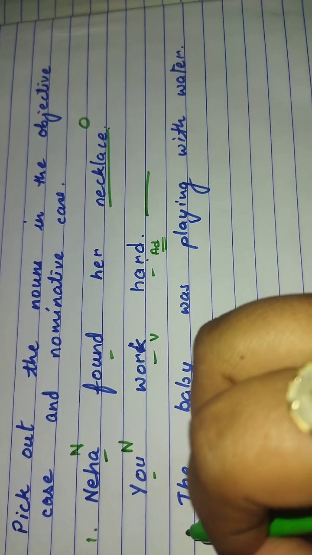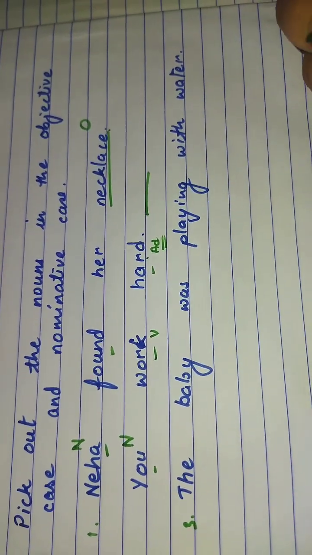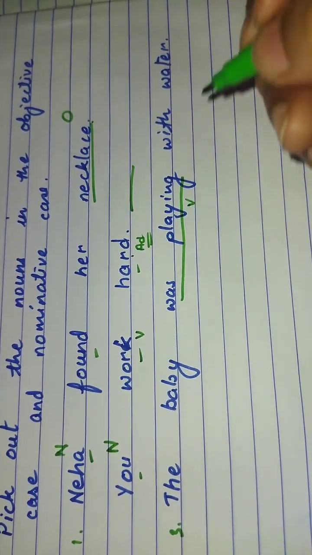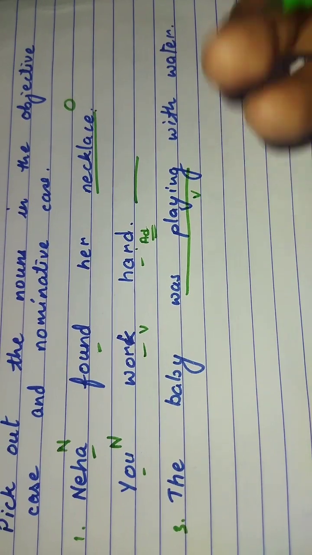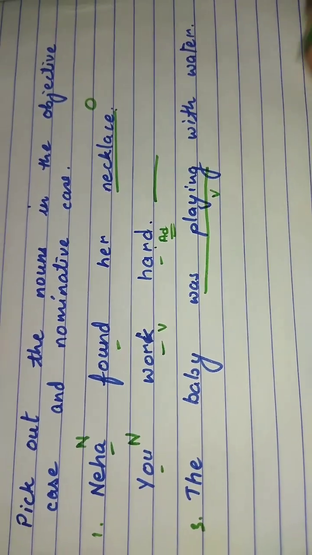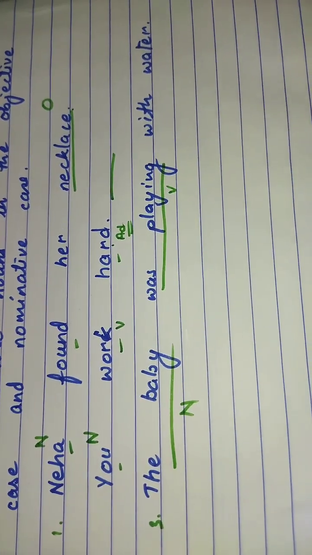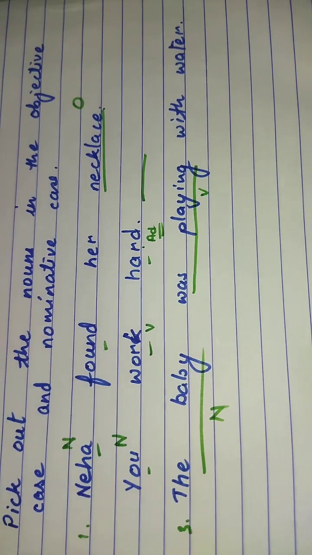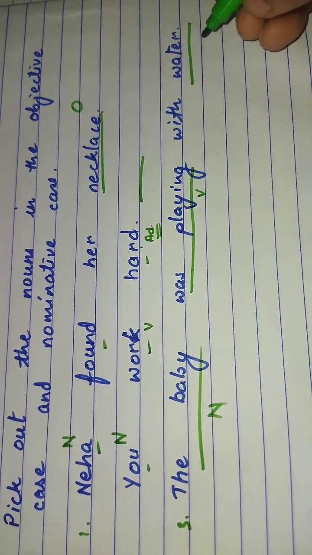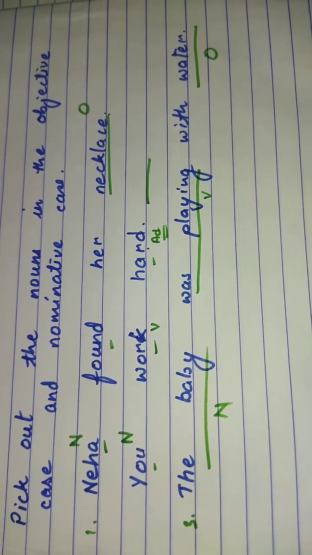Third sentence, the baby was playing with water. Now what is the verb? Playing, was playing. Who was playing? Will we ask what was playing? No, baby. So the baby was playing. So the baby is in the nominative case. And what was the baby playing with? He was playing with water. So this is known as the objective case.